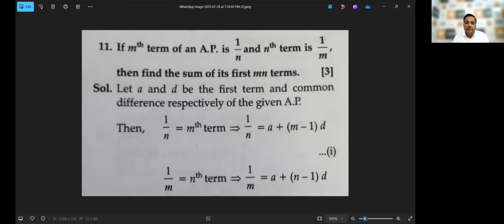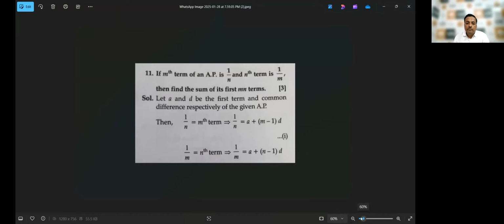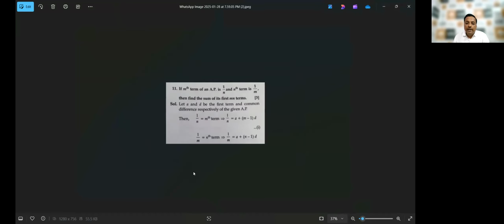This one is a question again. The mth term of an AP is 1 by n and the nth term is equal to 1 by m. Again, the comma is not there. Find the sum of its mn terms. So already it is given: let A and D be the first term and common difference respectively. So already the first two steps of the solution are given.